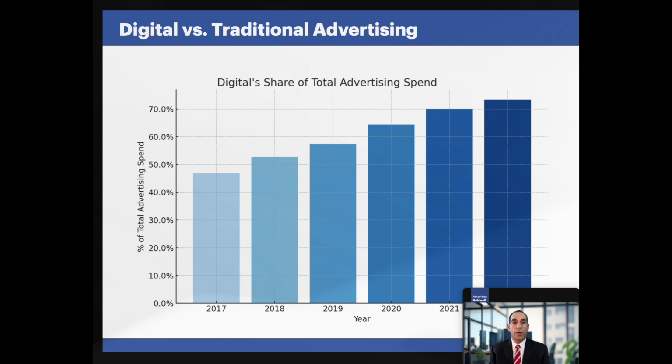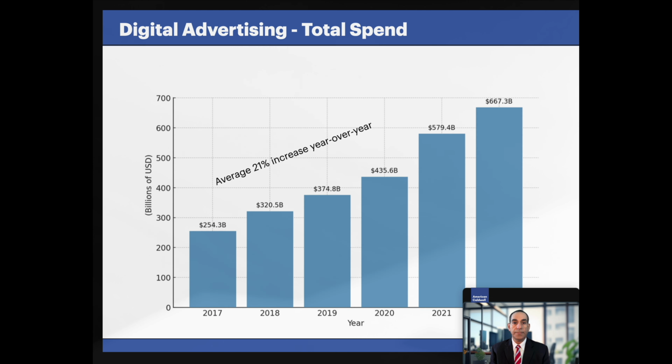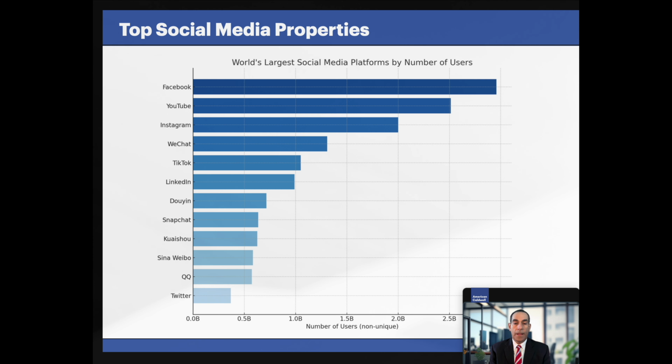A few years ago, we crossed the 50% mark. Now we're around 2/3 of all advertising spent on digital. If we look at the total spend, we're in the hundreds and hundreds of billions of dollars. It's increasing by around 21% per year. And at the last year's level, it matched the GDP of Sweden. So where is it all going?